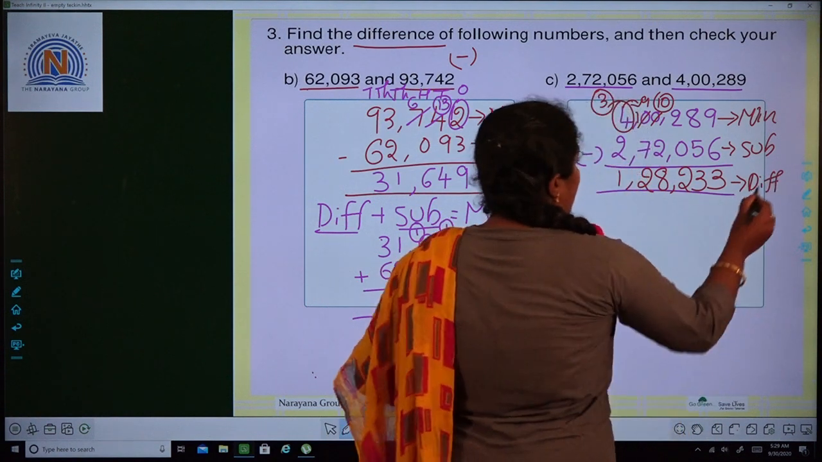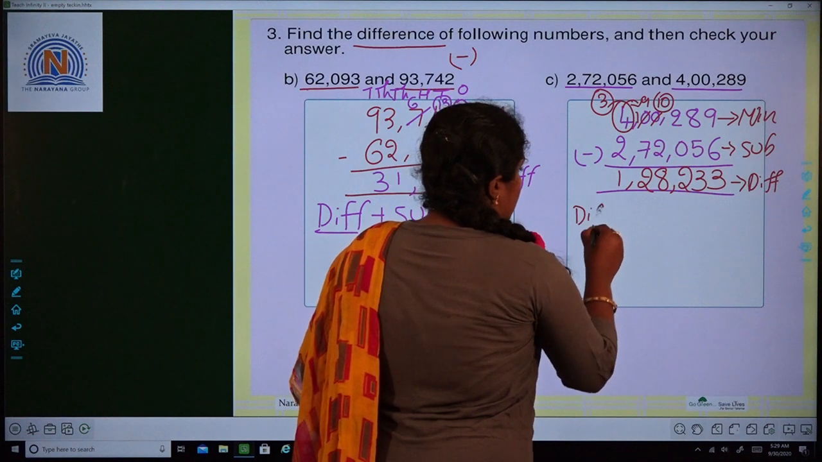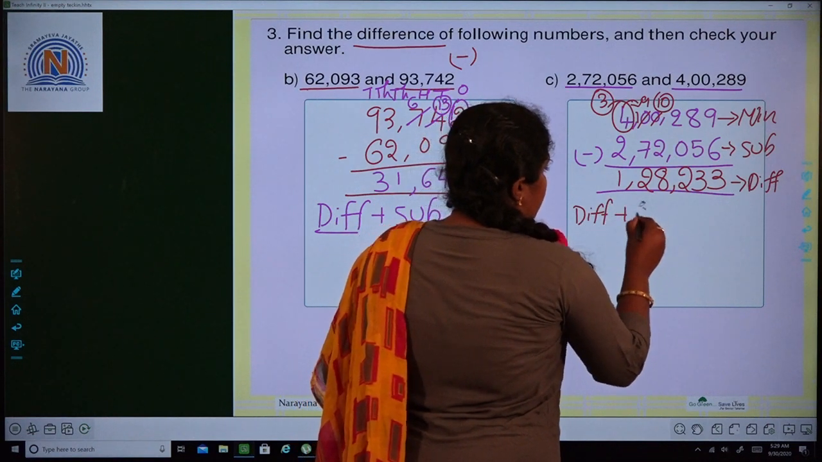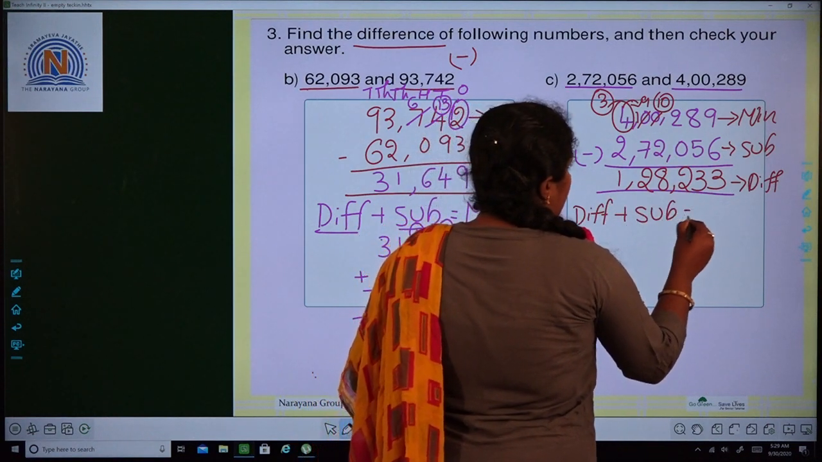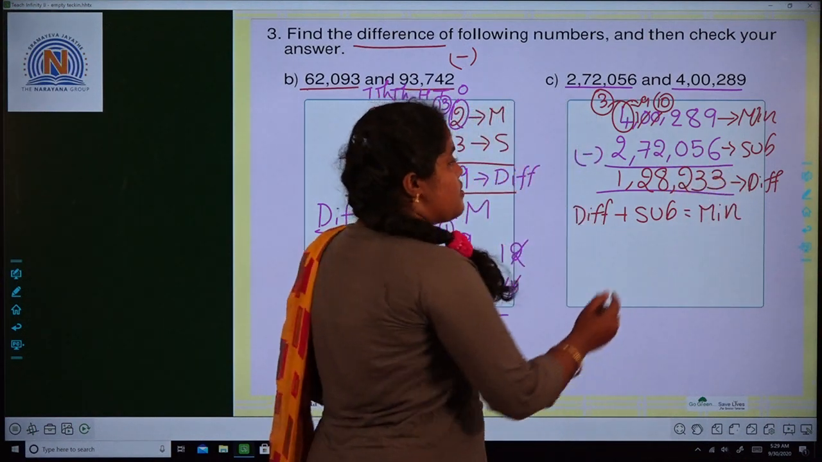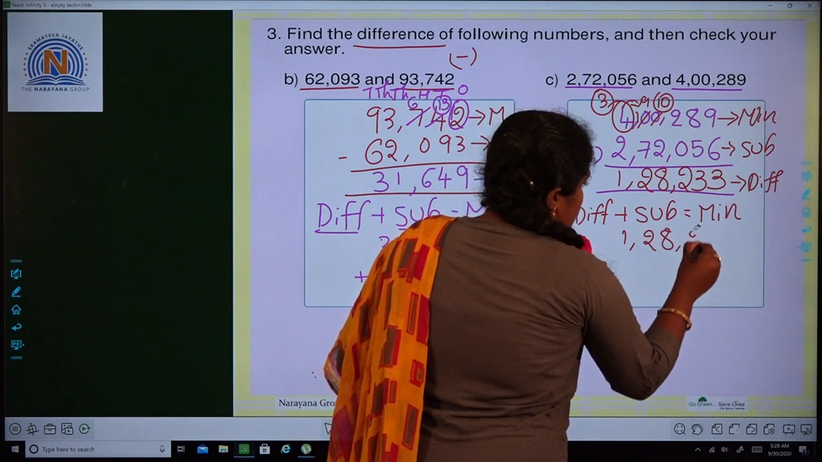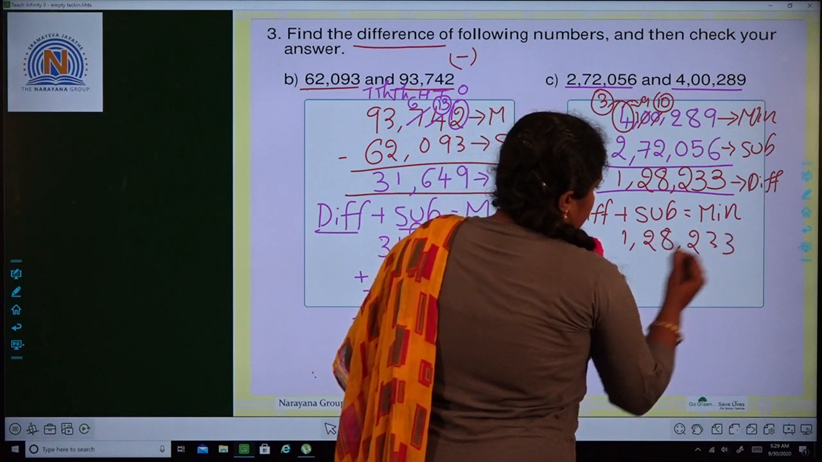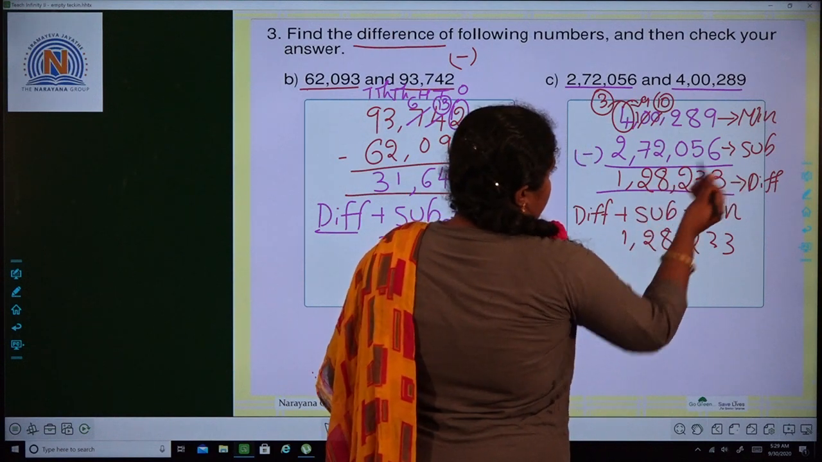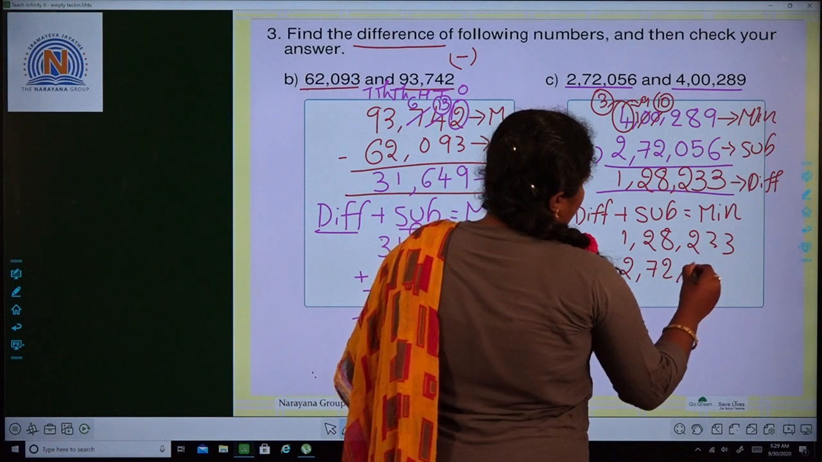How to find whether you are doing it correctly or not? When you add difference plus subtrahend, we get the minuend. Shall we check? Yes. Write the difference: 1,28,233 plus subtrahend 2,72,056.